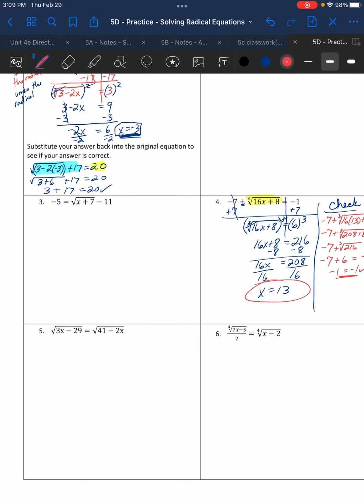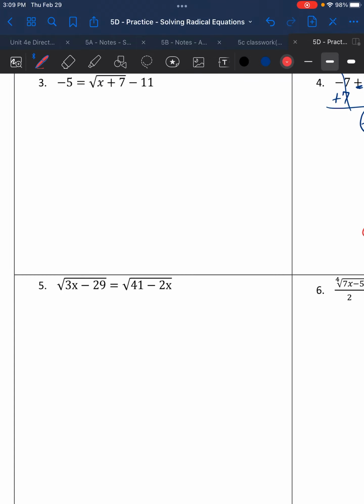All right, let's take a look at number 5. It's all about isolating a radical. So I'm just going to look on the left side. That radical is already isolated. You just have to isolate one radical. It's not about both of them. Sometimes that's not possible. You just isolate one. Get it by itself. It's already on the left side out by itself.